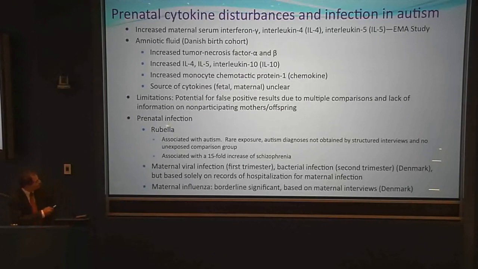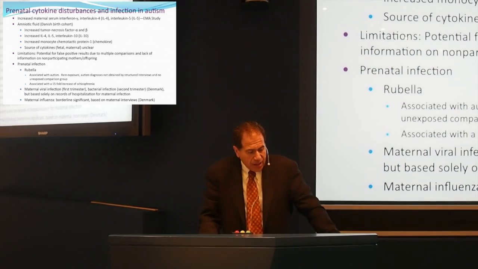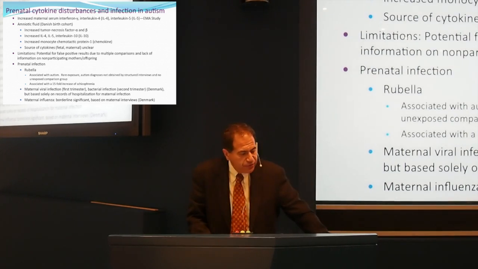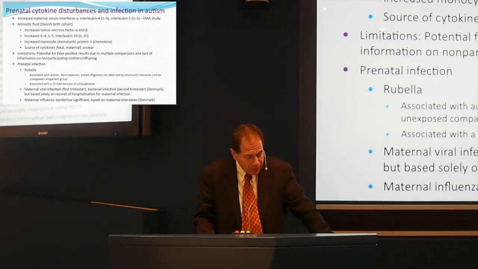Prenatal infection has also been associated with autism. One of the first infections that's been related is rubella. It's a rare exposure, but informative. In the original study by Stella Chess, and I'm very familiar with this because we did a study on schizophrenia in that same cohort, the autism diagnoses weren't obtained by structured interviews, and there was no unexposed comparison group. In schizophrenia, we found a 15-fold increased risk of schizophrenia when we used a structured diagnostic interview.